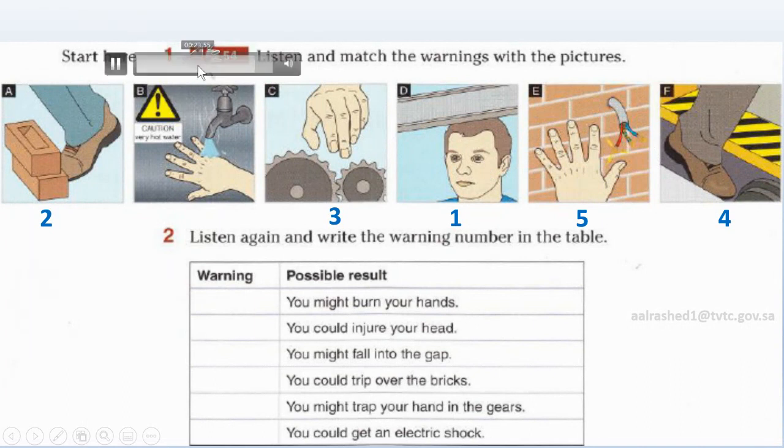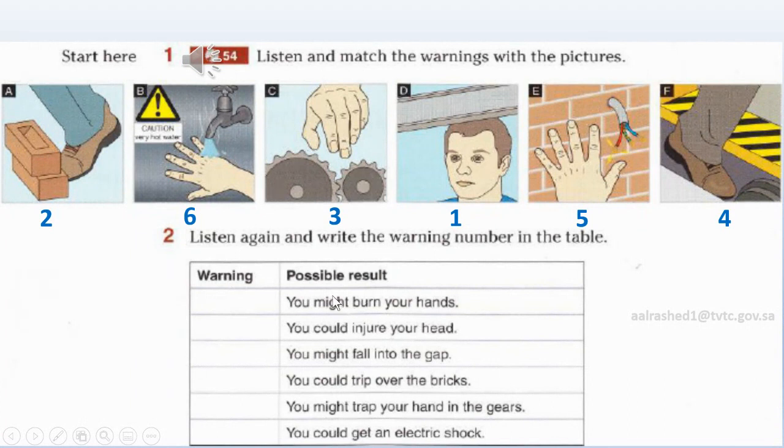6. Finally. Look out! The water is very hot. So finally, 6. The listener has warned this person that the water in the sink is very hot. What would he need to do? Basically he needs to wear some heat-resistant gloves before turning the sink, before obtaining the water.